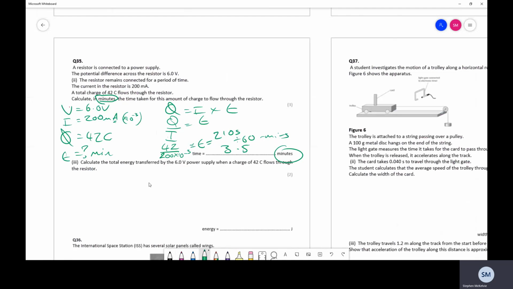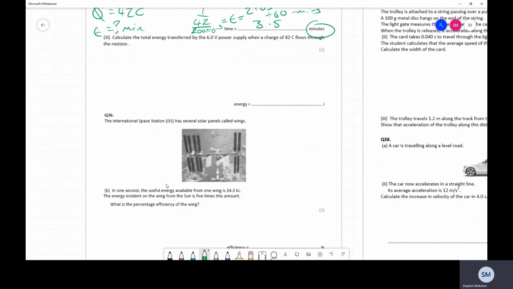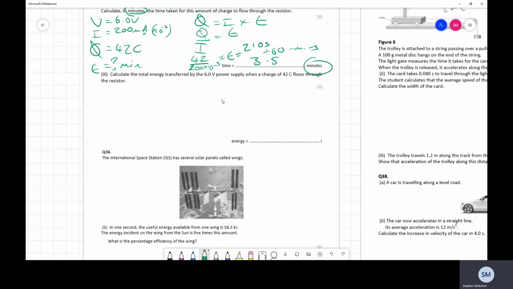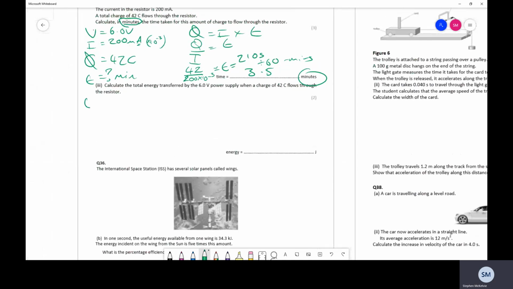Calculate the total energy transferred by the 6-volt power supply when a charge of 42 coulombs flows through the resistor. It's asking me for E in joules. V equals 6 when there is a charge of 42 coulombs. E is equal to Q times V. E is equal to 42 times 6. 252 is my answer. 252 joules.